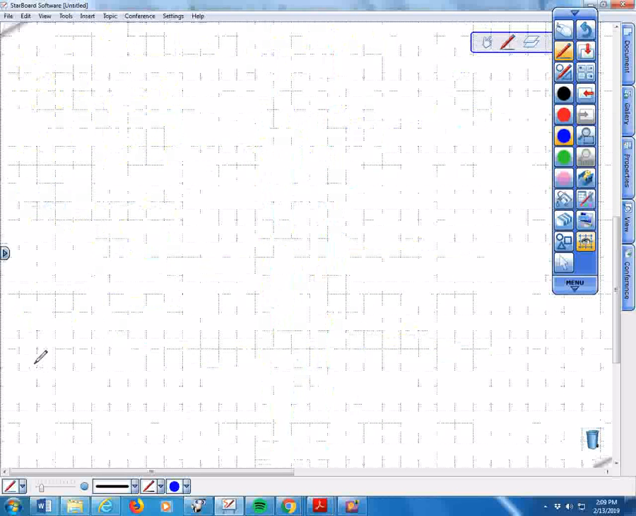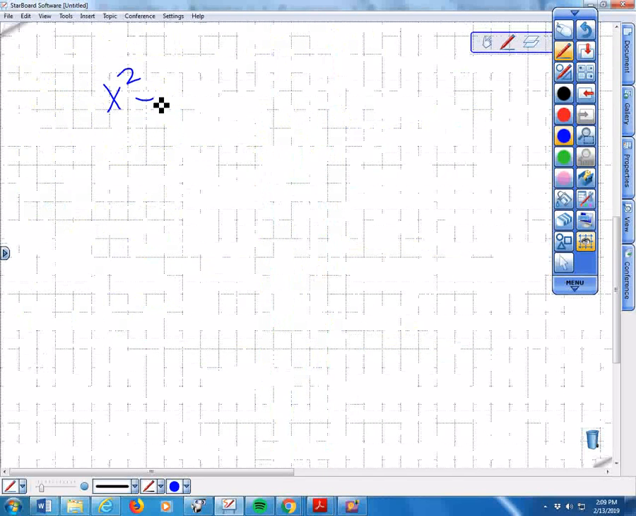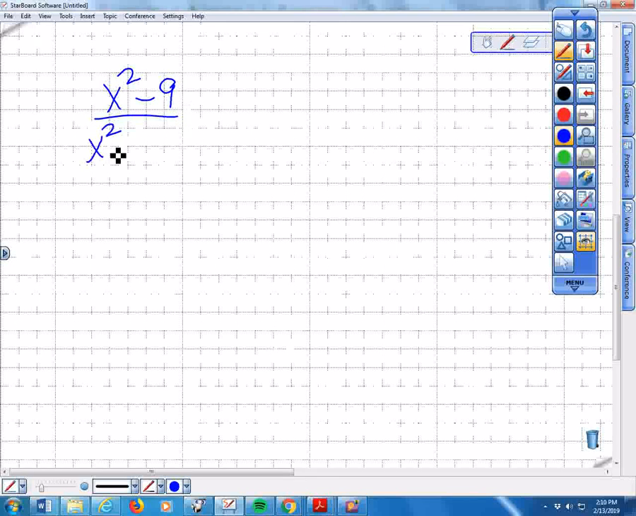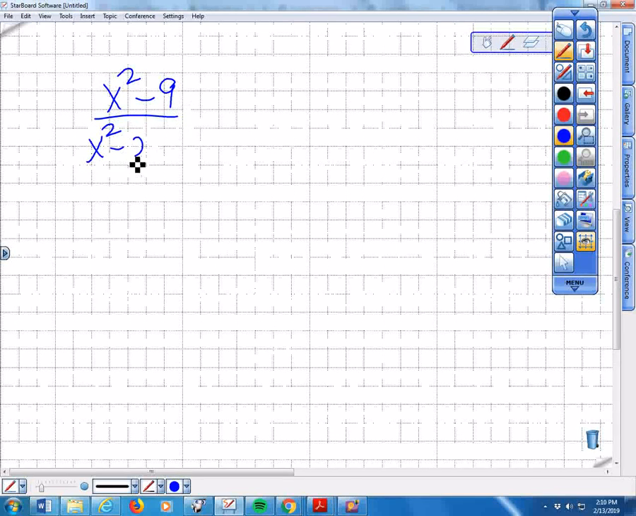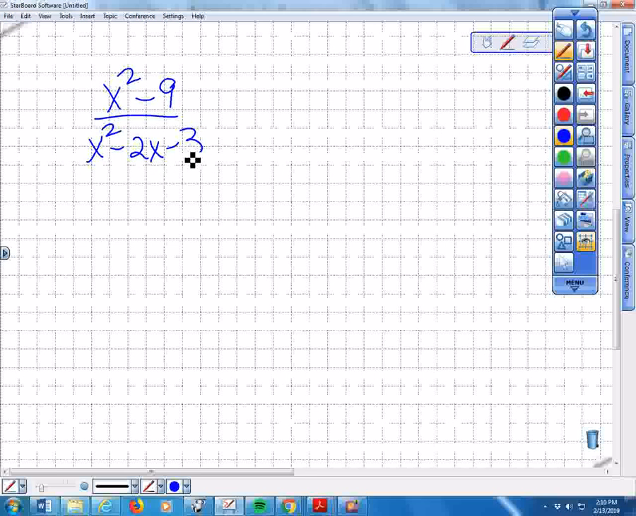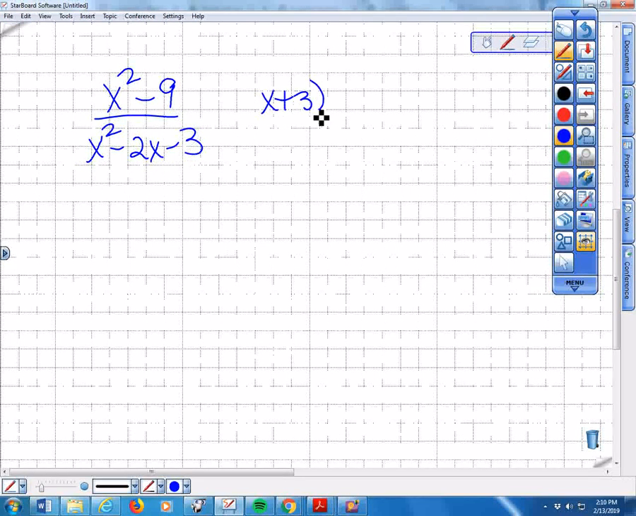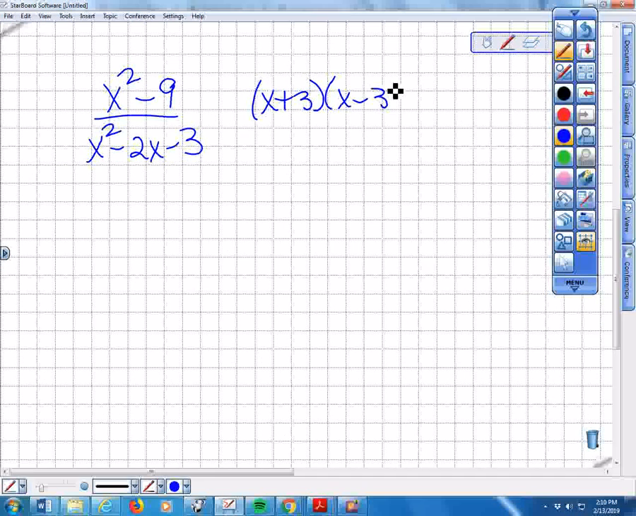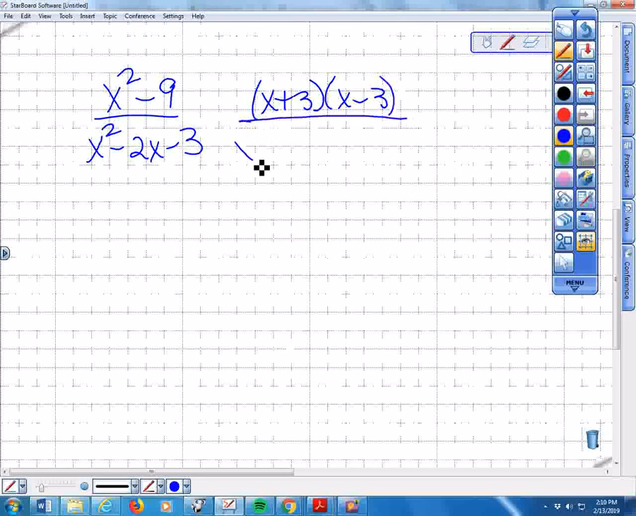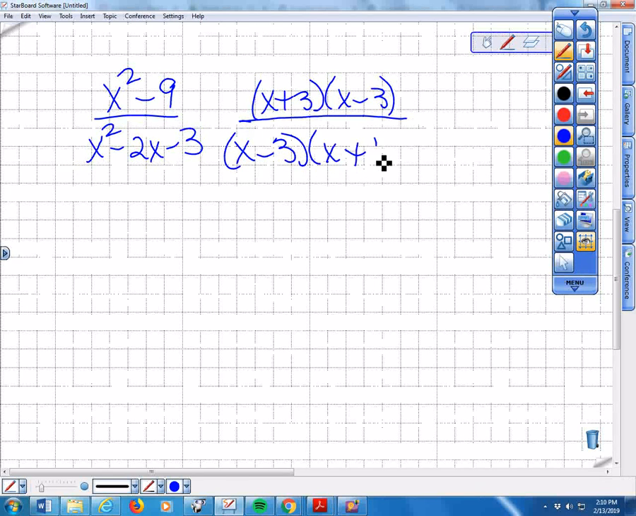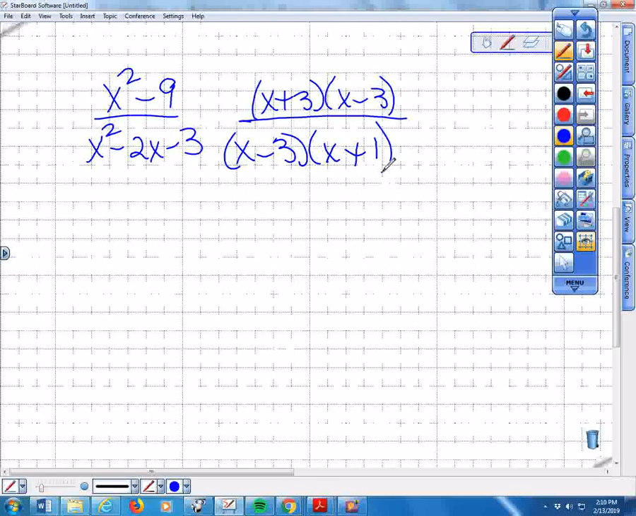Let's do x squared minus 9 over x squared minus 2x minus 3. Okay, so first step, factor everything. X minus 3, x plus 1. So I have a hole. Where's my hole at? At 3.